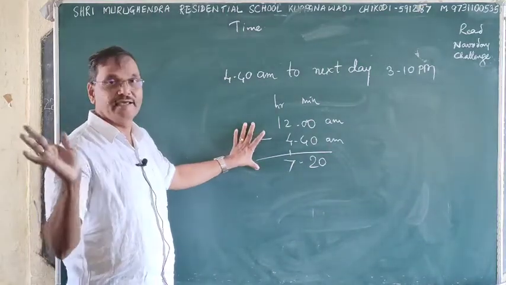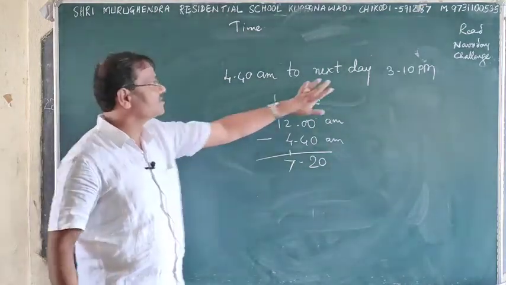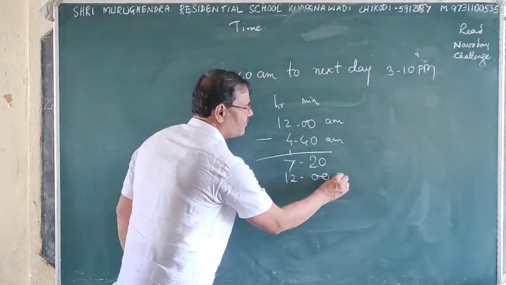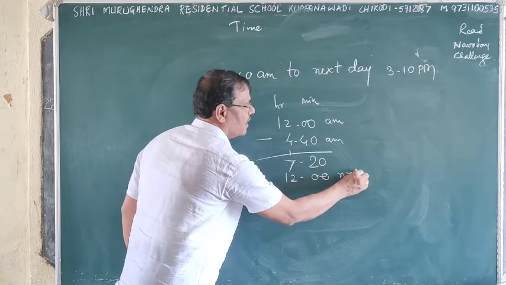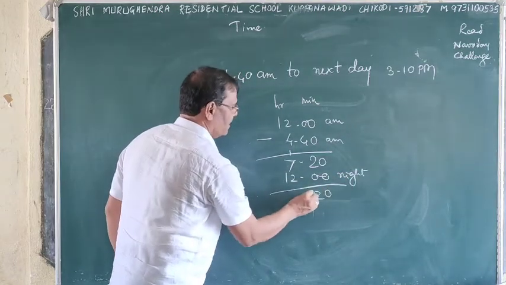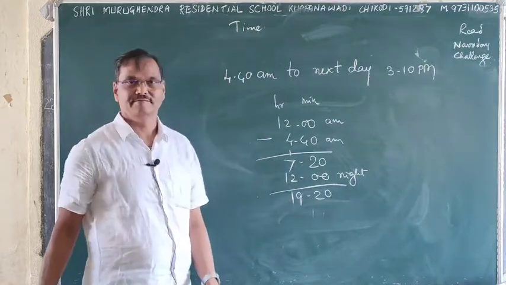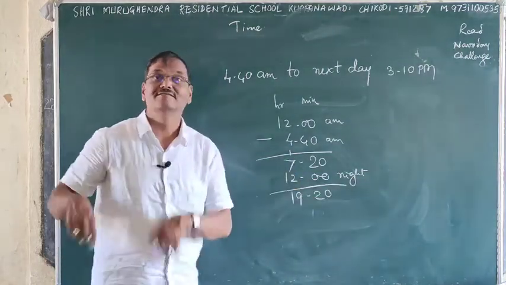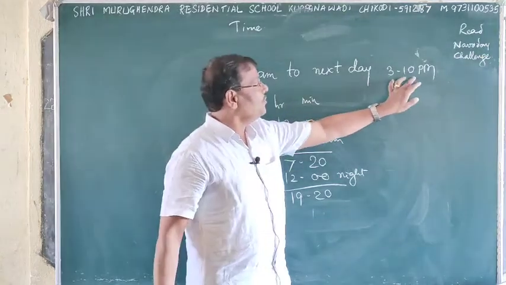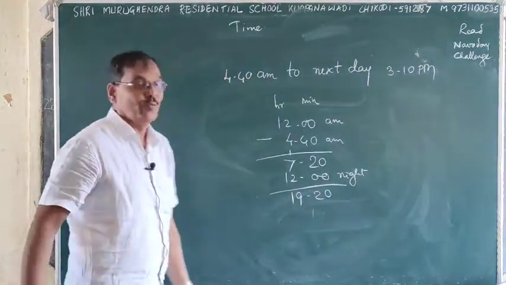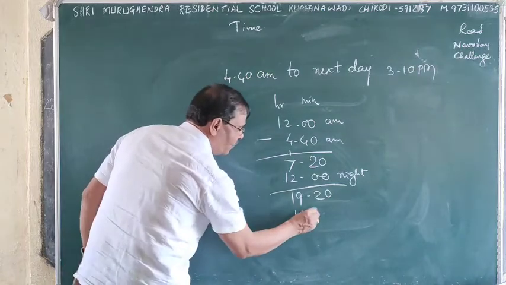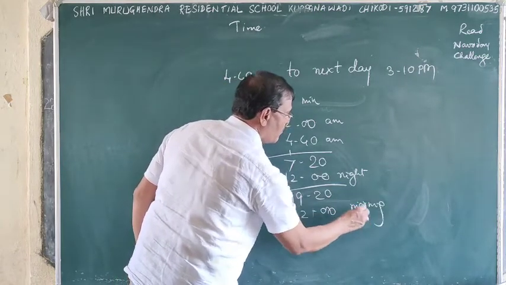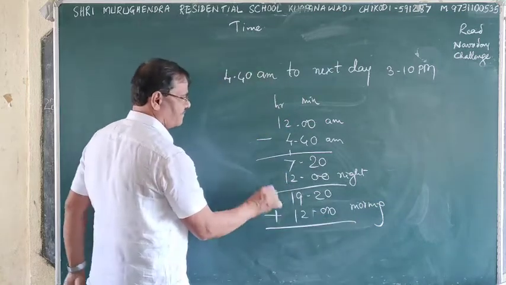Still the day has not changed. So next day it is given. So night 12, that is 29:19. Now the date is changed and it is still PM, we have to go, and morning 12 we have to add.